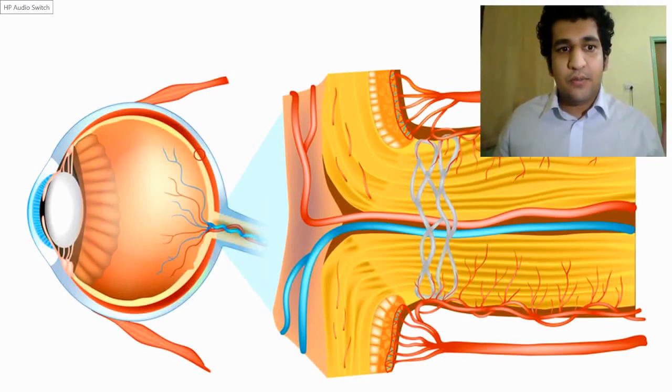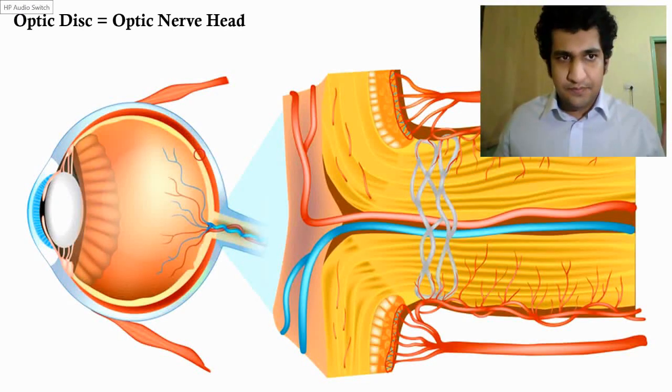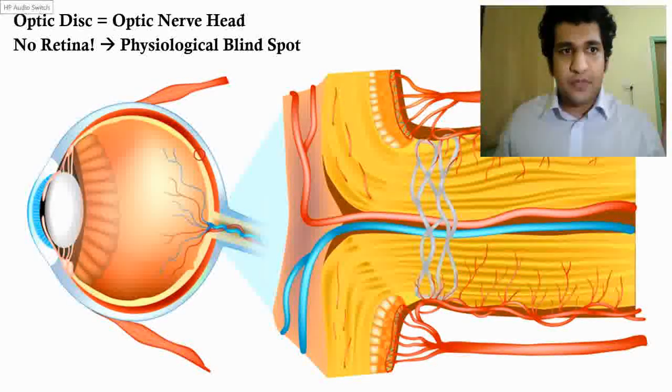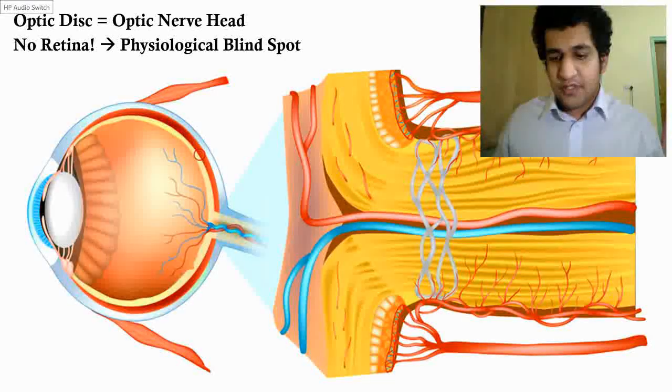Now, since there's no retina here, whatever light falls on this area is not going to be perceived. So we'll come to that later. I have basically divided this lecture into the clinical correlation in visual field charting, or perimetry, and direct fundoscopy. So what findings we'll get in each and how the optic disc looks in each of them. Once you're clear with these basics, a couple of things. The optic disc is also called the optic nerve head because that's the origin of the optic nerve. And there's no retina, we discussed this. So this forms the physiological blind spot. So it's a blind area, but it's normal.